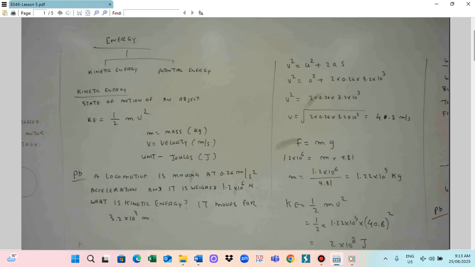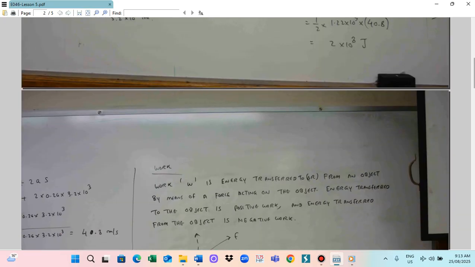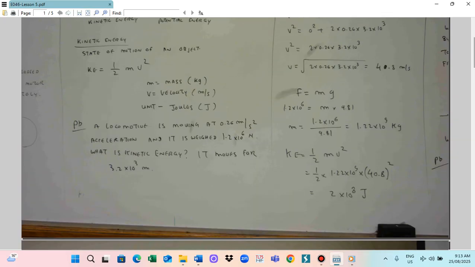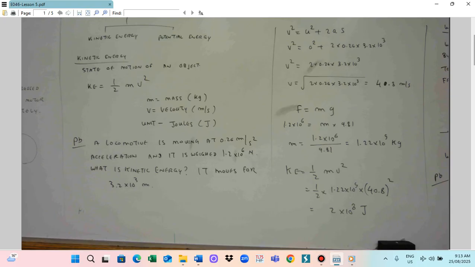In the meantime, you also need to calculate the mass. The force, the weight, is 1.2 into 10 power 6 Newton. So force is equal to m into g. We don't know the mass. Gravitation is 9.81, so you can calculate the mass: 1.2 into 10 power 6 divided by 9.81. So the mass will be 1.22 into 10 power 5 kilogram.